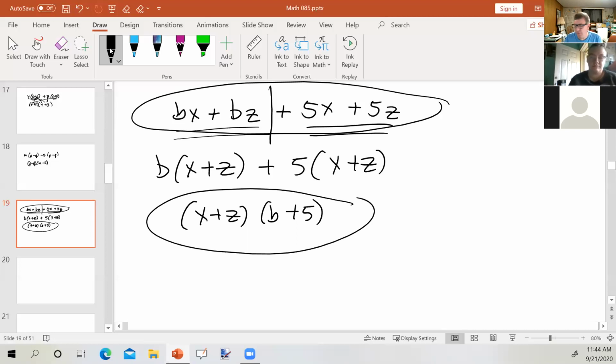So this is what's referred to as factoring by grouping. Typically, if there's 4 terms, we group it into 2 groups of 2 and go from there. Any questions on that example? Nope. All right.